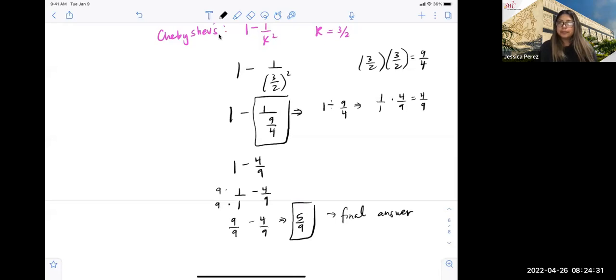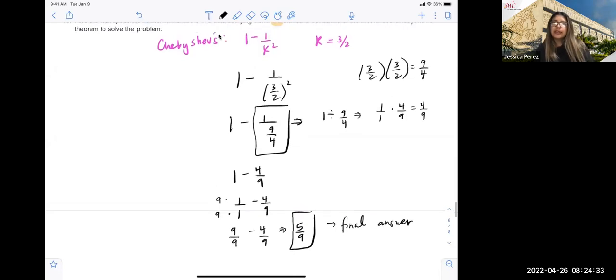Five over 9. Using Chebyshev's theorem. So this is the tricky part, to know how to convert this complex fraction into this easy fraction, and using common denominators. Pretty simple.